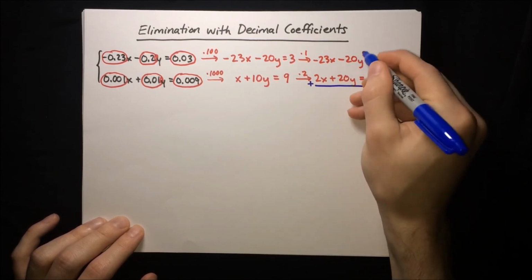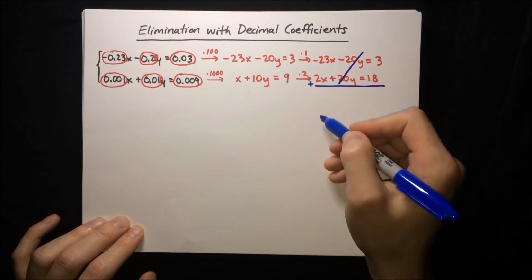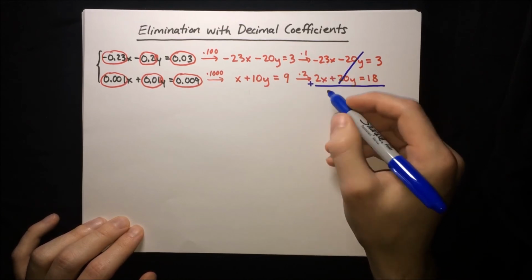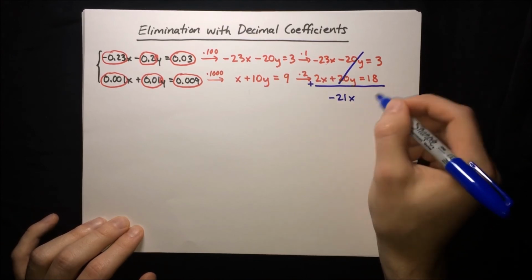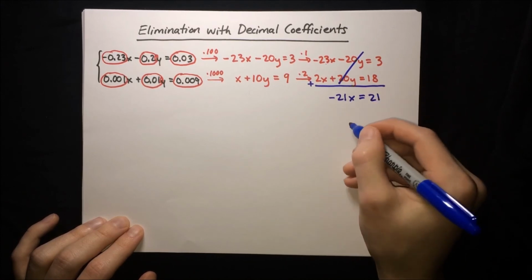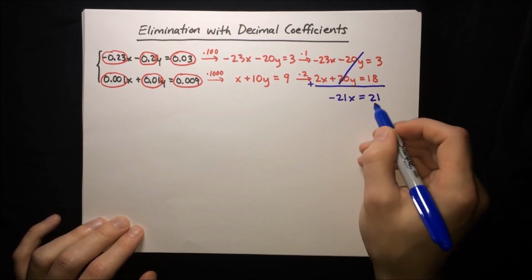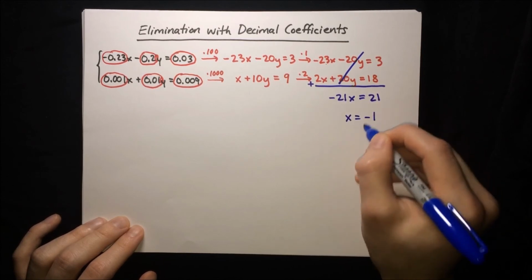We'll eliminate the y here, and negative 23x plus 2x, well, negative 23 plus 2 is just negative 21x, and then 3 plus 18 makes 21. And if we divide by negative 21 on both sides, we get x equals negative 1.